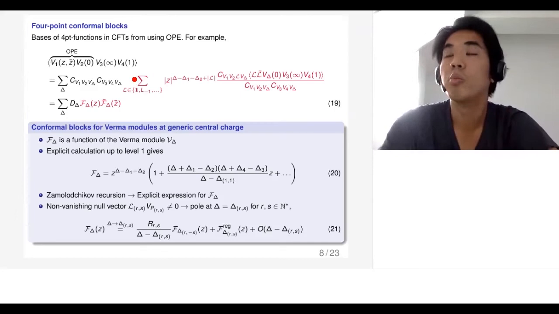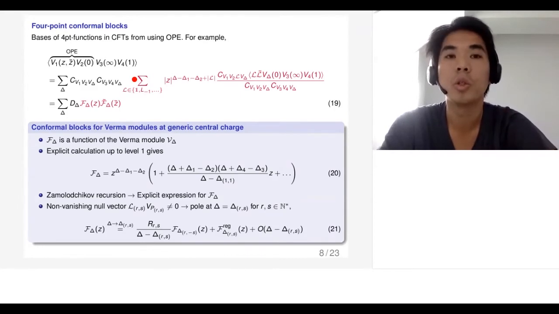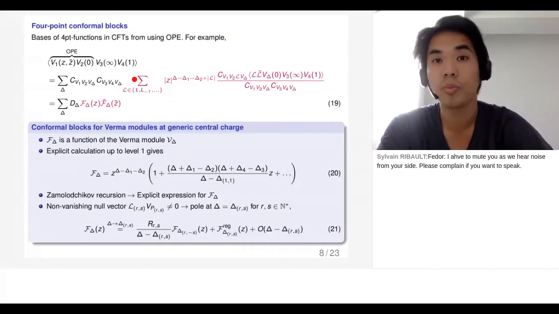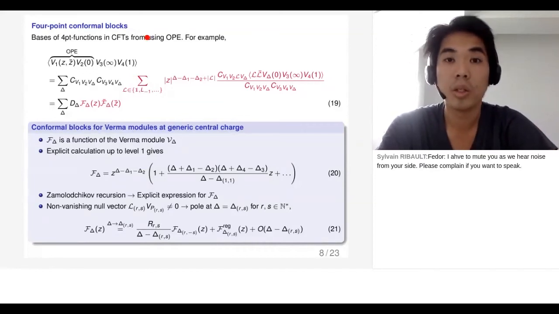So conformal blocks are bases of correlation functions in conformal field theories from using the operator product expansion, or in other words, they are bases of solutions to the conformal identities. And we would be interested in the case of 4-point conformal blocks here. And so let us see how to compute these 4-point conformal blocks in the case of Verma modules first.